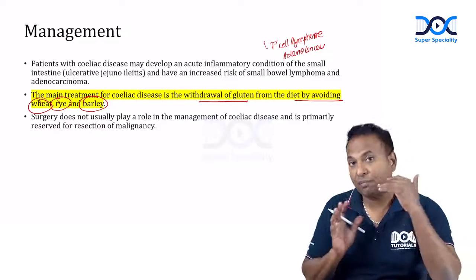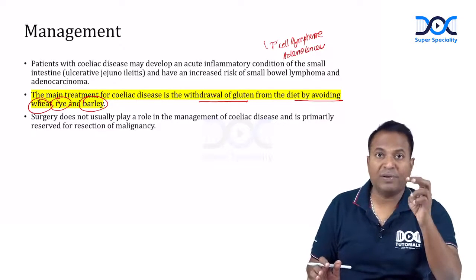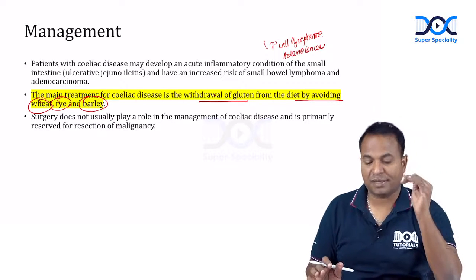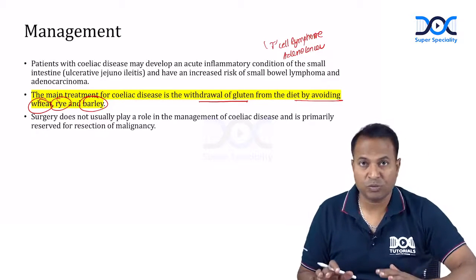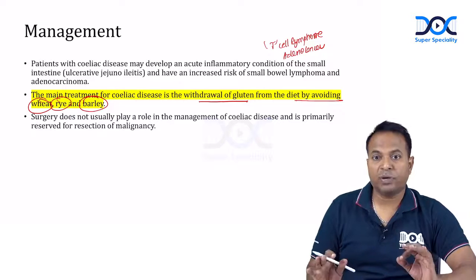Surgery does not have any important role. We do surgery only when there is a tumor, only when cancer like lymphoma or adenocarcinoma happens. Otherwise, celiac disease is treated only by withdrawal of gluten from the diet.